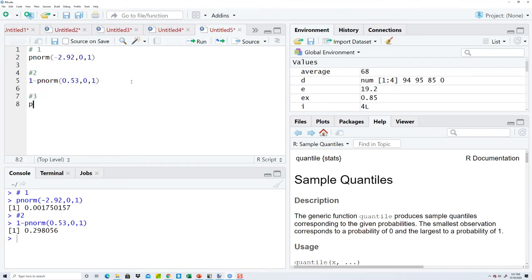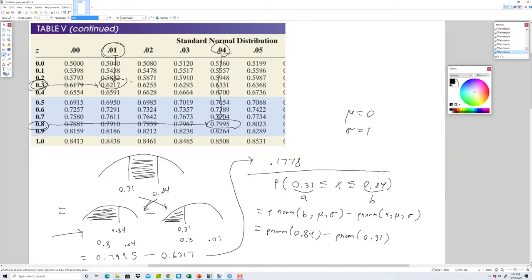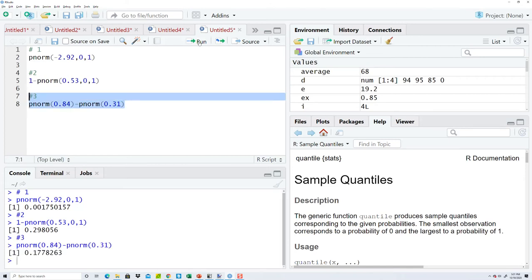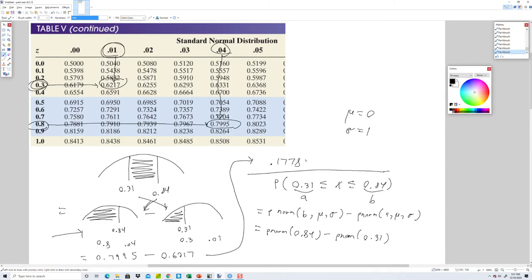Number 3, P norm 0.84 minus P norm 0.31. 0.31, yeah. And if we run that, rounded to 4 decimal places, 0.1778. And you see it matches. Okay. So let's take a look at problem number 4 then.